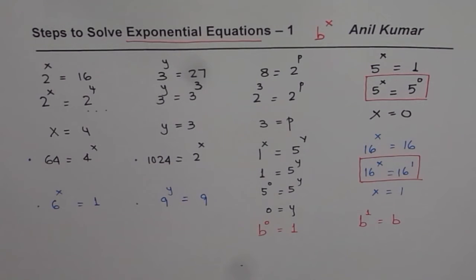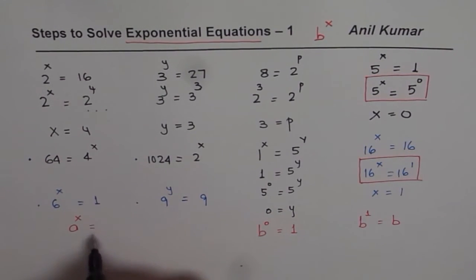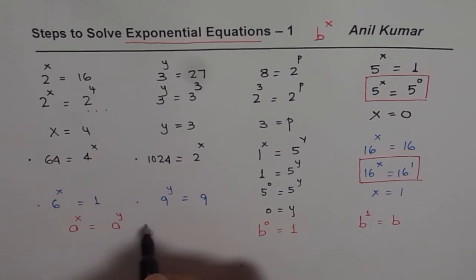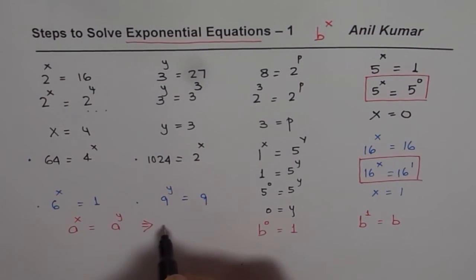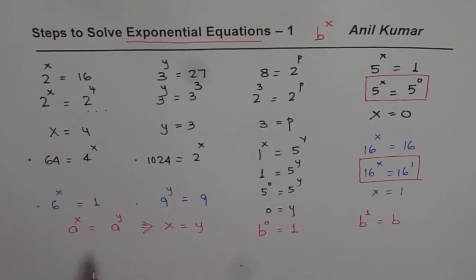So I hope this really helps you. So the concept here is that if you have a to the power of x equals, let us say, a to the power of y, so that basically means that x should be equal to y, right? Only then this is true. So that is the concept, right? So I hope with this we are in a position to move on to the next level of solving exponential equations.